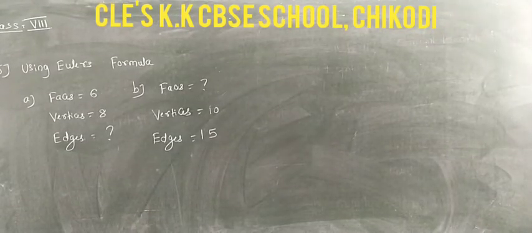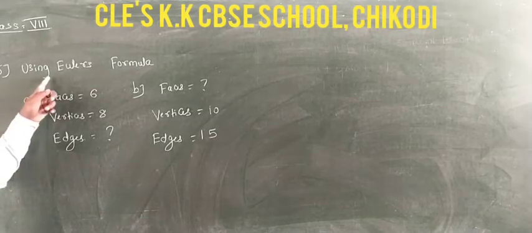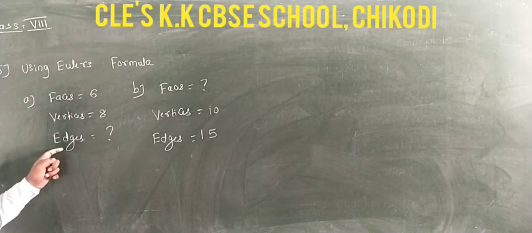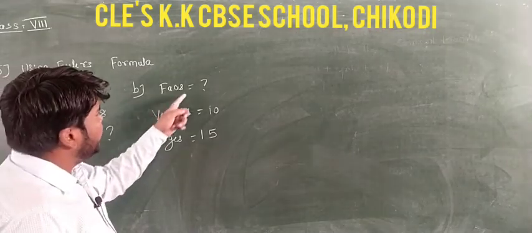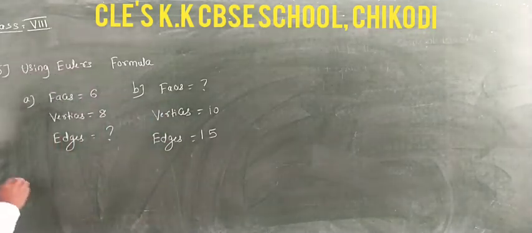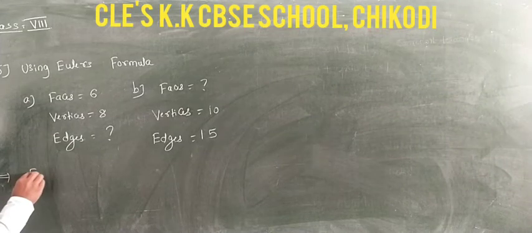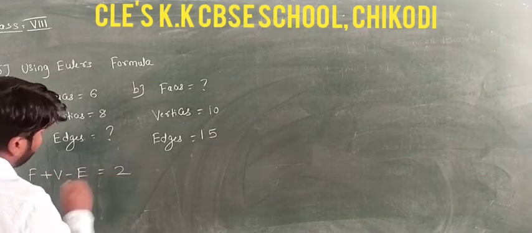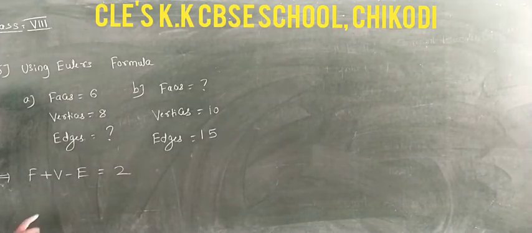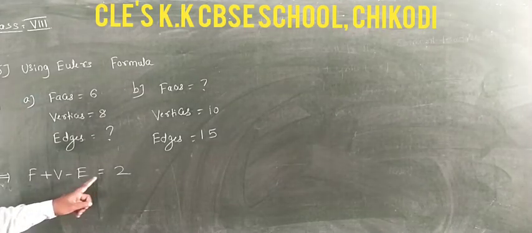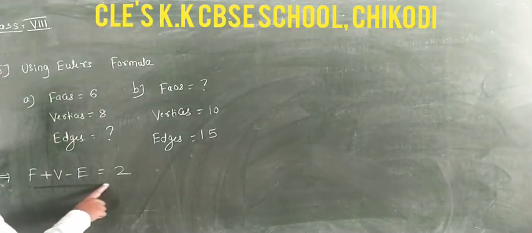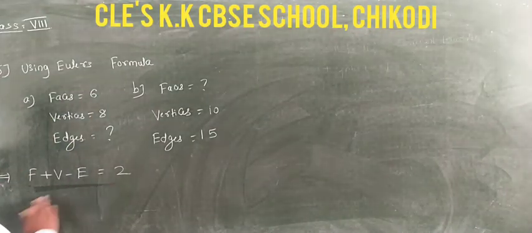Hello dear students, welcome back to one more question from your visualizing solid shapes, using Euler's formula. Find the number of edges and find the number of faces. Euler's formula you already know: f plus v minus e is equal to 2, where f is faces, v is vertices, and e is edges. So this is Euler's formula, f plus v minus e is equal to 2.